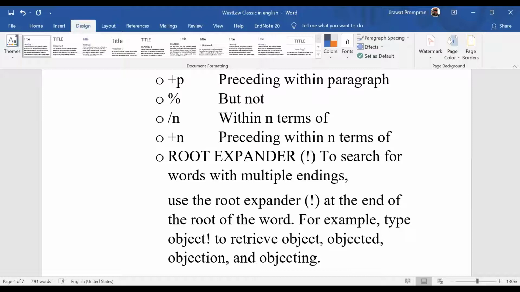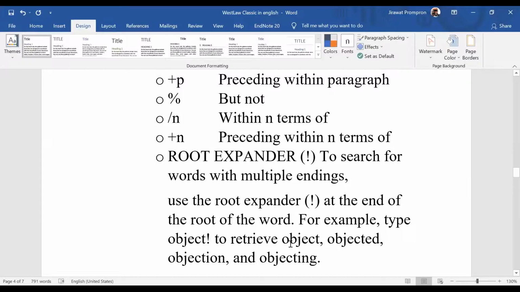This one we call the exclamation mark. That means it can be any characters, starting with 0 characters. So this means it's too difficult for you; I will show you.